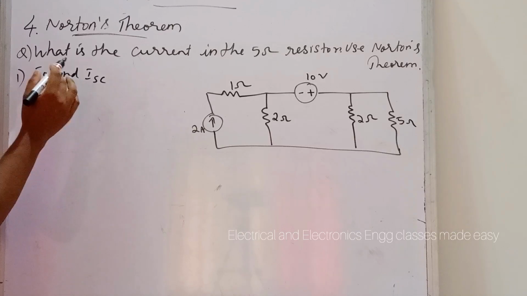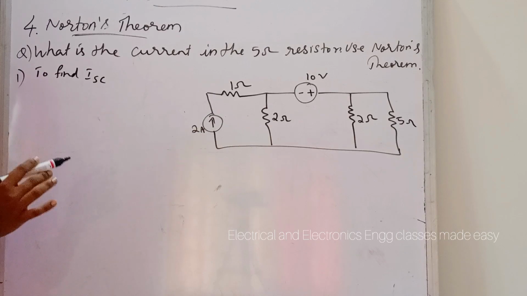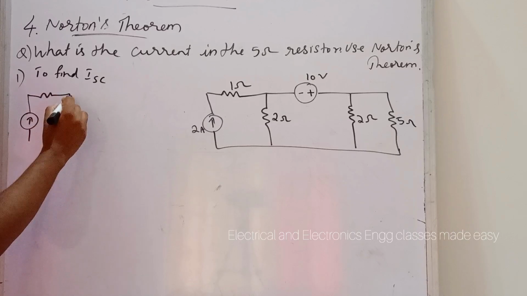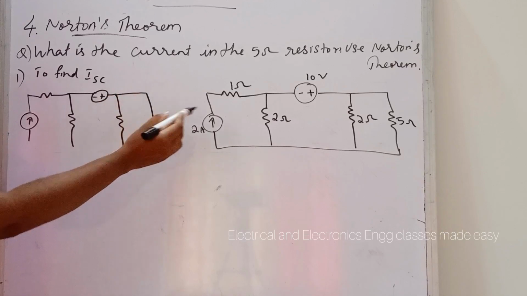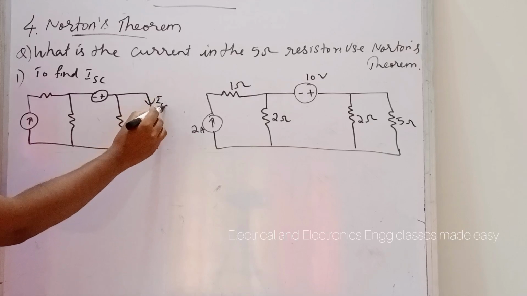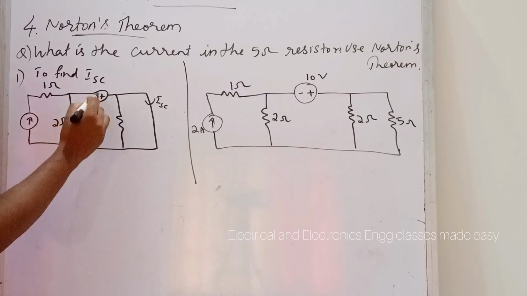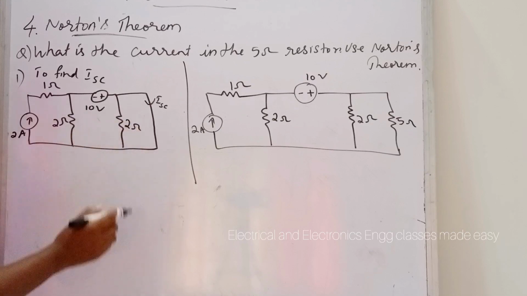To find the short circuit current, we have to short the resistor and find the current ISC. For that, redraw the given circuit diagram. So here we have to short the 5 ohm resistor and this is current ISC and this is 1 ohm, this is 2 ohm, 10 volt, 2 ampere and this is 2 ohm resistor.